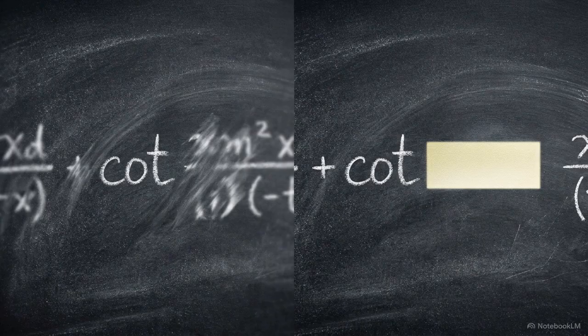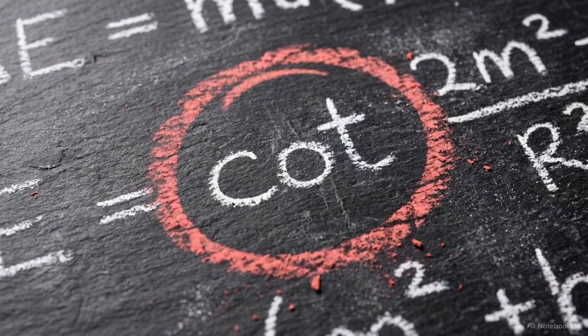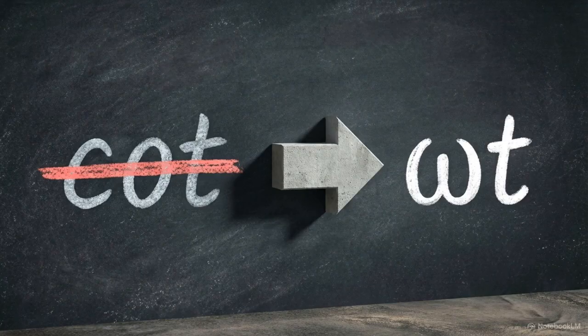Before we begin, let's correct a common typographical error found in many digital copies of this text. Often, the scan misreads the variables as the trig function cot or co. Make sure you correct this to the Greek letter omega multiplied by time, or omega t.